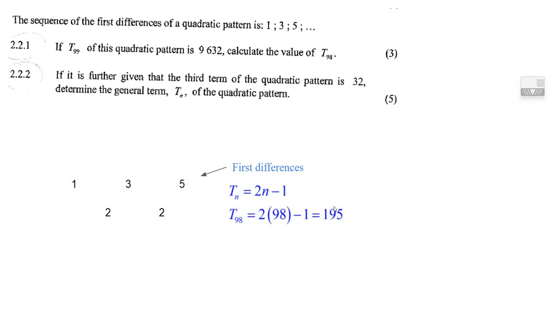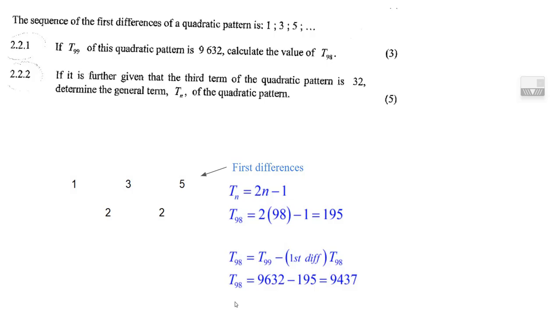this big number. Well, all we've got to do is subtract. Go 9,632, subtract that 98th term of the first differences right there, and there's our answer, 9,437. Now, that's the 98th term.